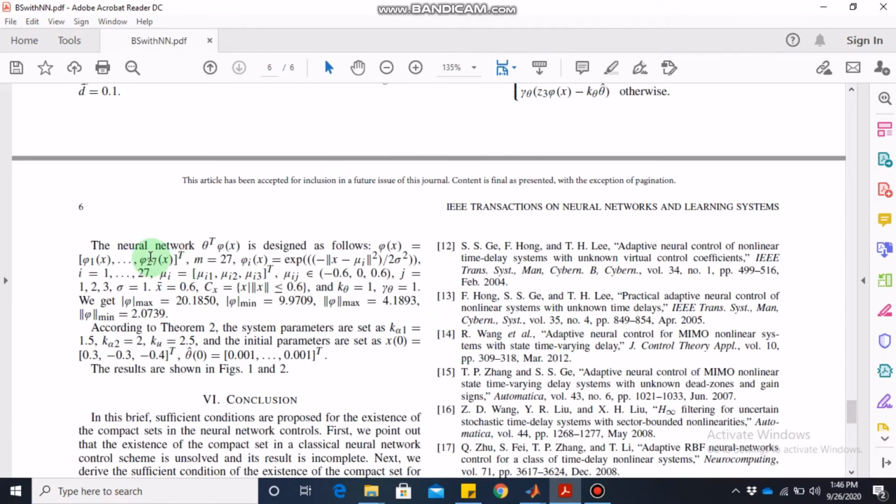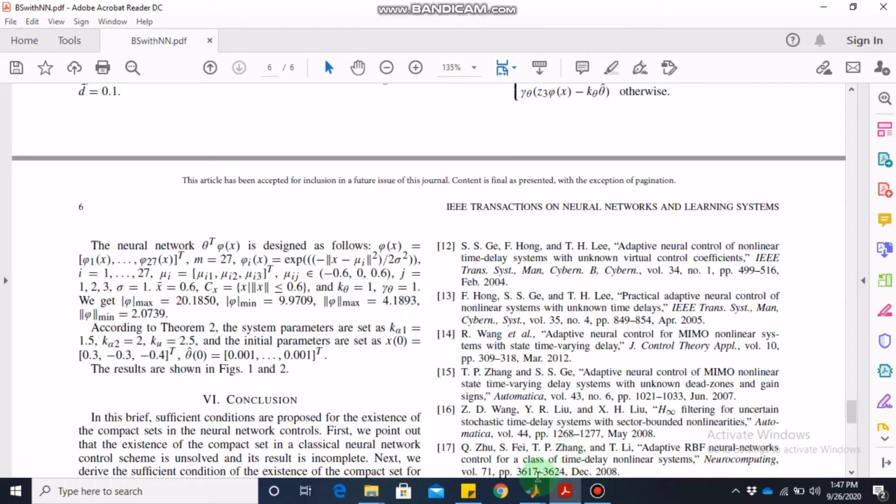And then there is this neural network based information: phi of x has 27 Gaussian basis functions used in this example, and each of the 27 functions is this same equation, x minus mu i over 2 sigma, where mu i is a vector of 3 values: minus 0.6, 0 and 0.6. So we can have 27 of these mu ij for every i and j. Sigma is 1, x bar is 0.6, the compact set is x such that the magnitude of x is less than 0.6, and k theta and gamma theta are some constants that are going to be used in the control law.